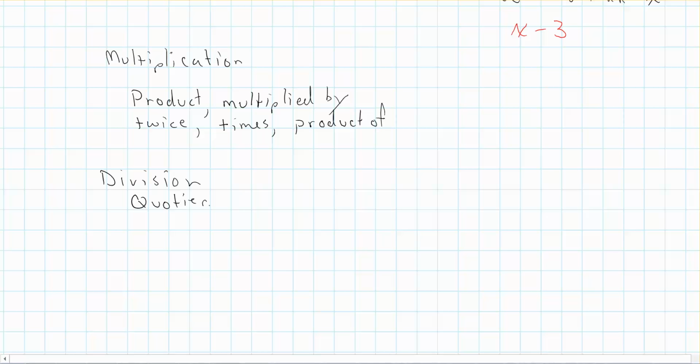Quotient, divided by, ratio, and per. The per one is a little bit unusual, but think about units. For instance, for velocity, you would write meters per second as the units. That's meters divided by seconds, meters per second. So per is actually a division. Okay, so let's look at a couple examples of this.